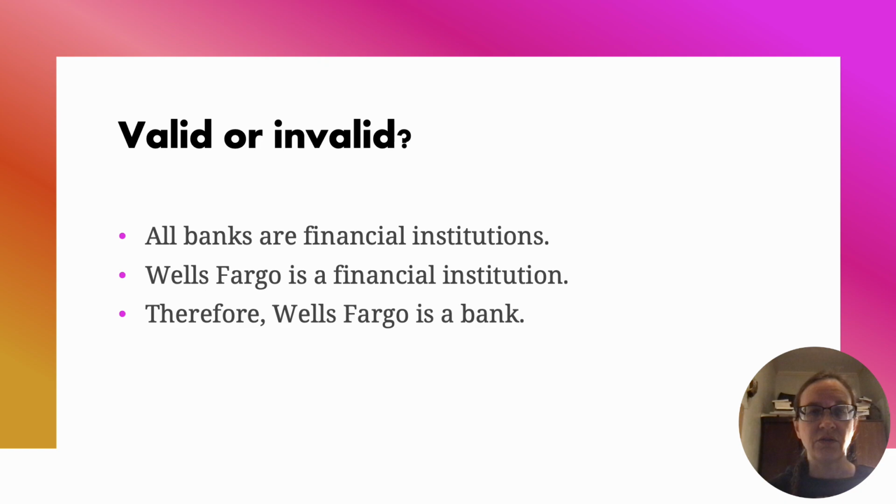Those two things are true, let's say, for right now, but the conclusion doesn't follow from those two premises. Because the fact that all banks are financial institutions, even if that's true, doesn't mean that all financial institutions are banks. Okay? It doesn't go the opposite way. We have to be very careful with this kind of thing. So even if we know that all banks are financial institutions, we don't know that all financial institutions are banks.